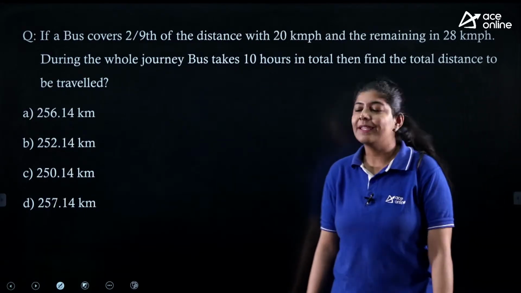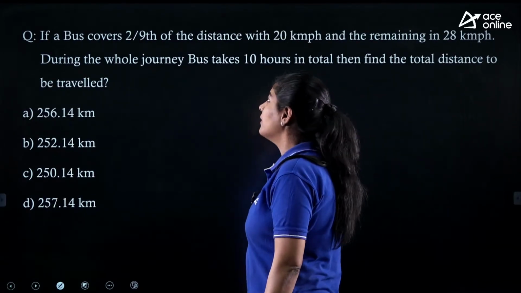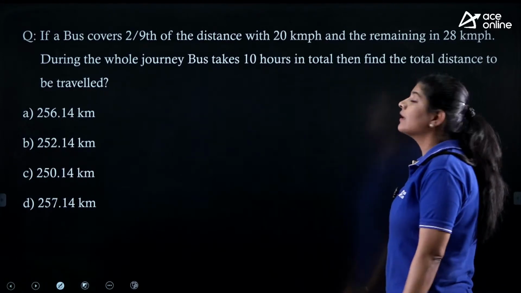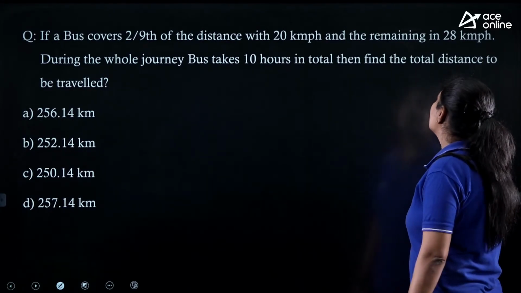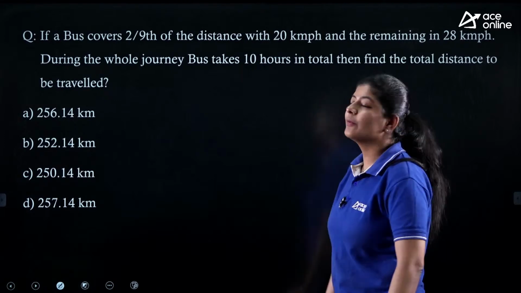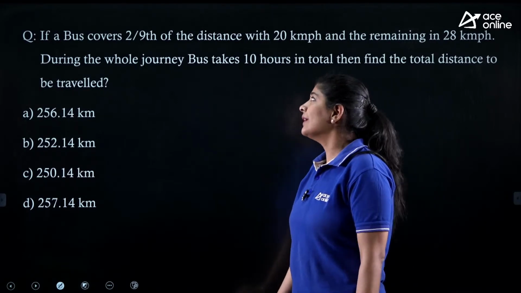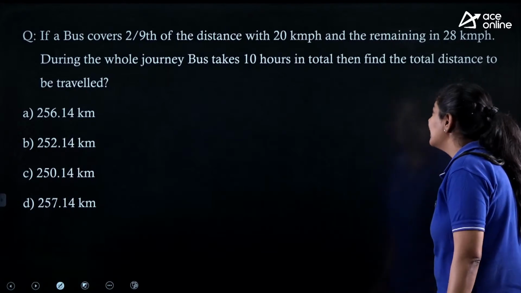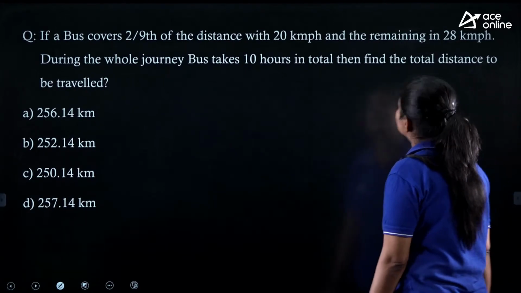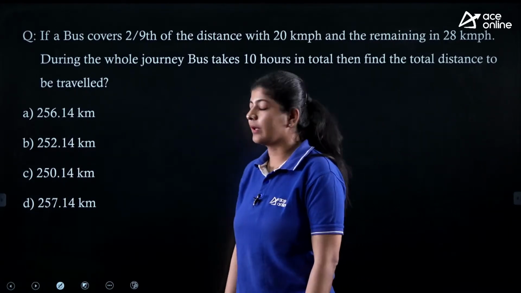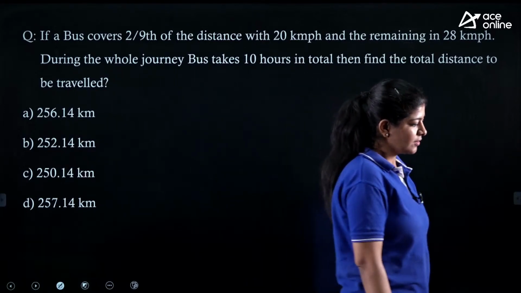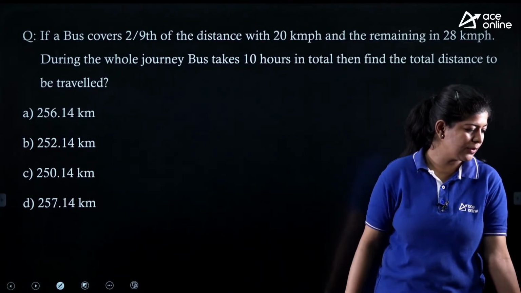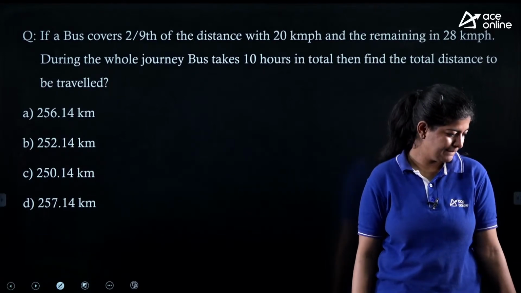Next, the next question says that if a bus covers 2/9 of the distance at 20 kilometers per hour and the remaining at 28 kilometers per hour, and during the whole journey the bus takes 10 hours in total, then find the total distance to be travelled. Just try to understand the language of the question and let me know what answer you are getting.